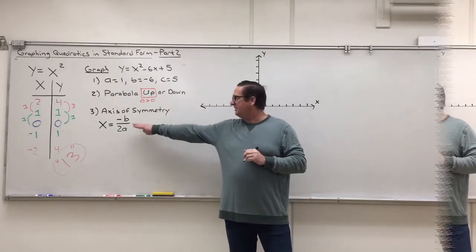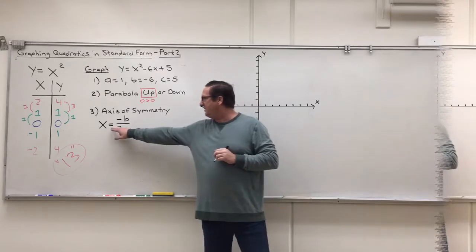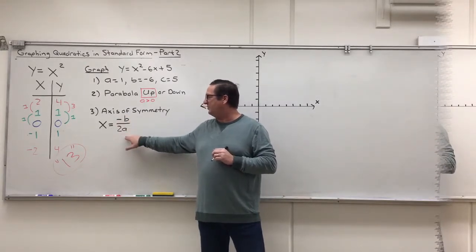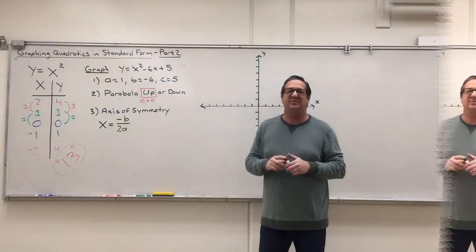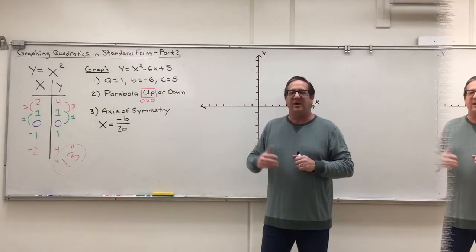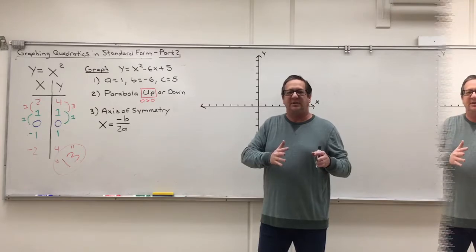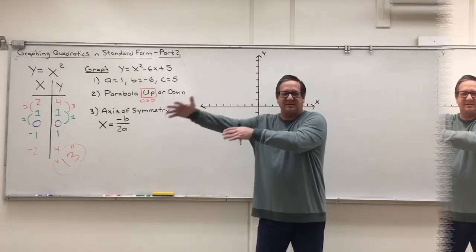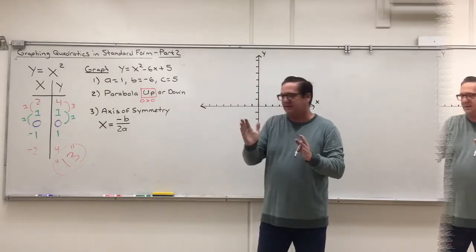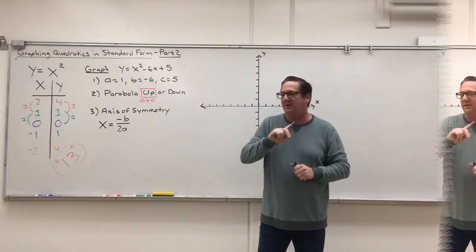Our vertex, the axis of symmetry, is x equals negative b over 2a. Remember, x equals is going to be the vertical line. You might remember negative b over 2a kind of from the quadratic formula. X equals negative b plus or minus the discriminant all over 2a. So it's almost like the front half of that.